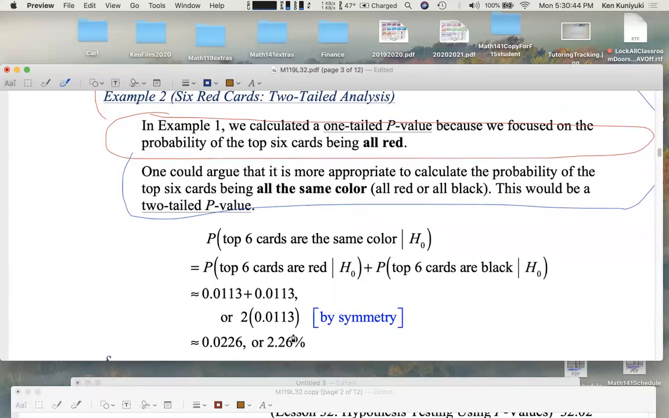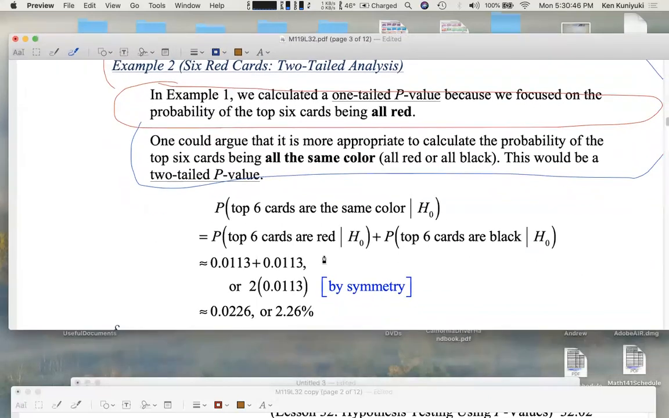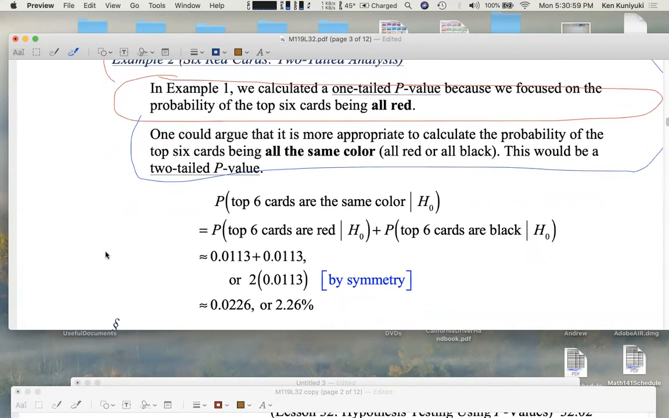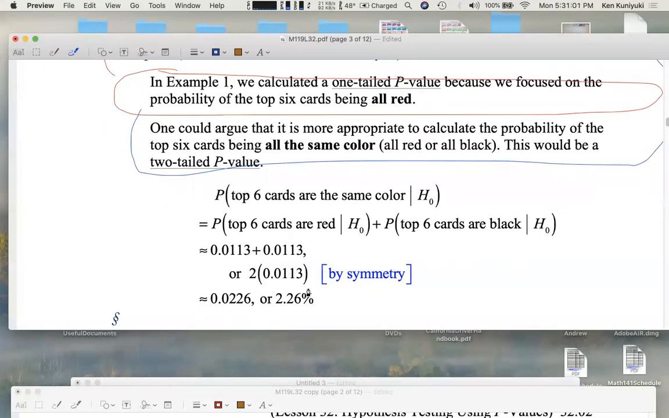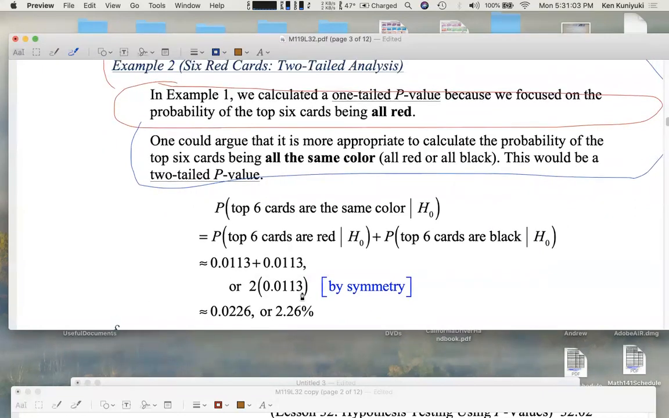So we have a different measure here. Is it too low? Is it so low that the null must go away? Well, it depends on alpha. If alpha is 5%, then we reject the null in both the one-tailed and two-tailed cases. Okay, so here's another way of calculating a p-value by using a two-tailed p-value.